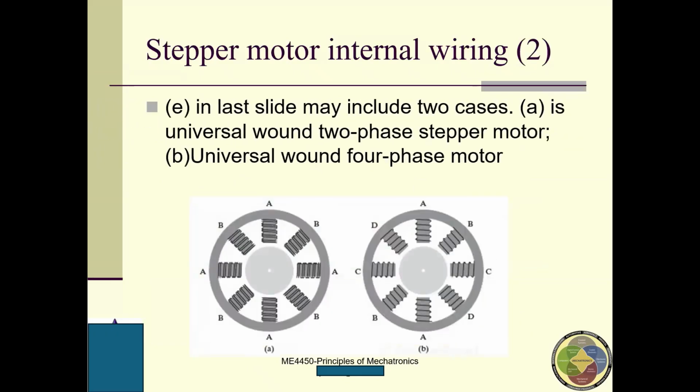So the fifth one, the E, is a lot. In the last slide, we include two cases. A is a universal wound two-phase step motor and universal wound four-phase motor. And the previous one is kind of misleading, kind of confusing. However, it is good for us, the customers, that whenever you buy something, in the data sheet from the vendors, they will give you all the details.